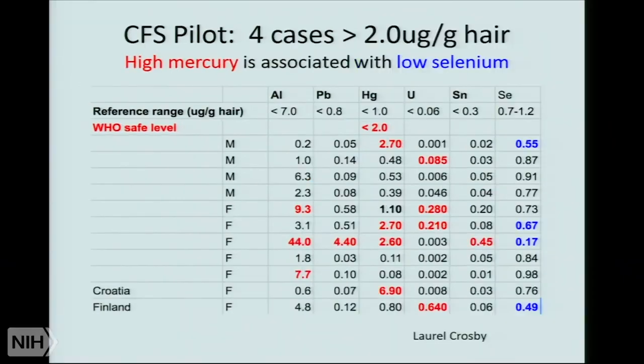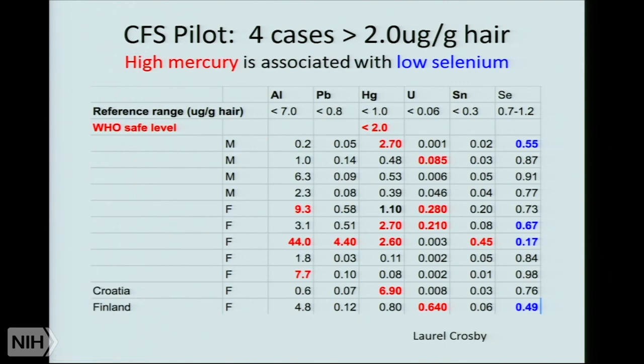The last thing I wanted to show you is an observation by Laurel Crosby, who's here at the meeting, that in doing hair analysis, and we're doing that because it's actually very easy to do, because you can have someone send you a gram of hair from anywhere in the world, and then you can analyze it by mass spectrometry. The interesting thing is that about a third to a quarter of the patients have elevated mercury. Also a little surprising is that we see elevated uranium, especially in this one patient from Finland. I think most of these other patients are coming from California.